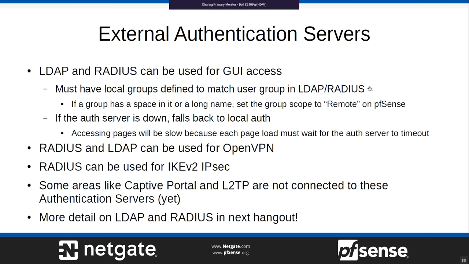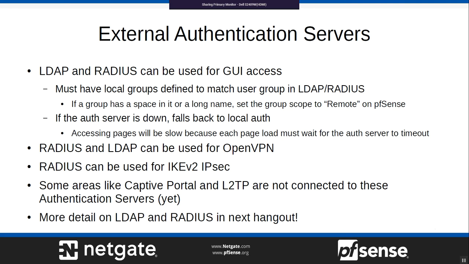Briefly about external authentication servers, you can use LDAP and Radius for the GUI access. You have to have local groups defined that match the user or group in LDAP or Radius, and they get passed back a special way. If a group has a space in it or a long name, you have to use that remote scope. If the authentication server is down, it will fall back to local authentication, but it will be kind of slow because it has to wait for a timeout.